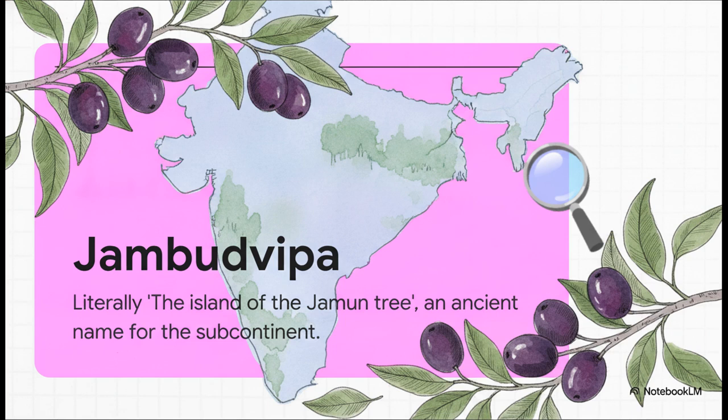The jamun tree is a super common native plant found pretty much all over the subcontinent. It's just endlessly fascinating to see how ancient people didn't just root their geographical identity in cold, hard mountains and rivers, but actually in the very trees that shaded their land and gave them food.